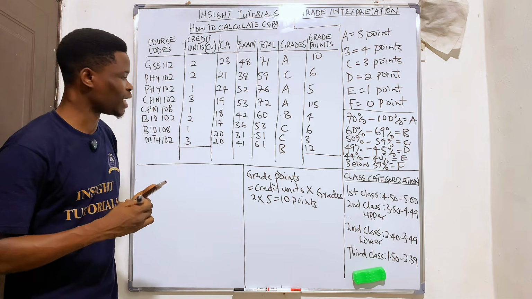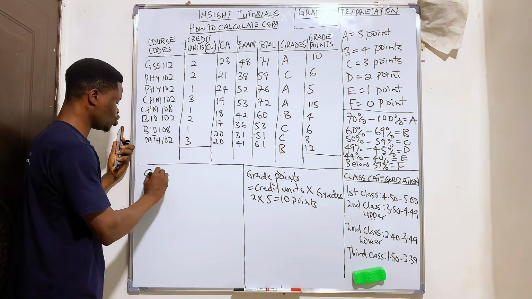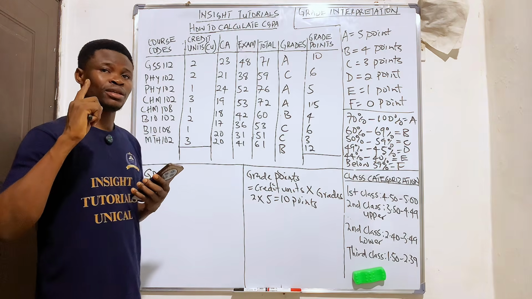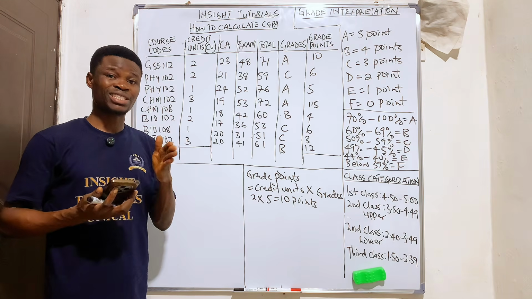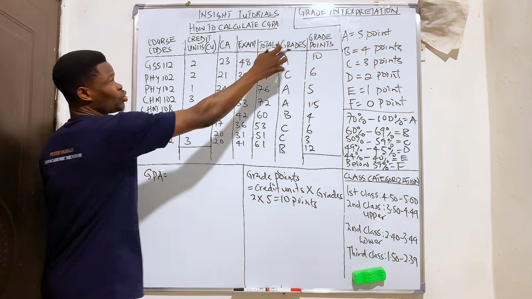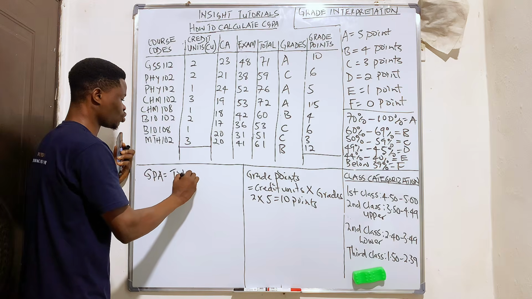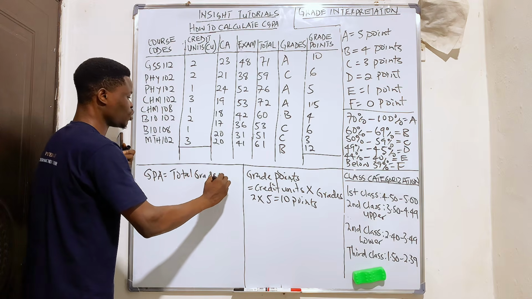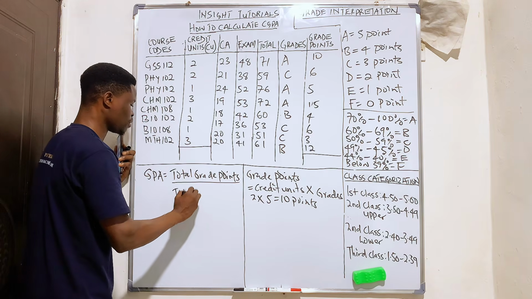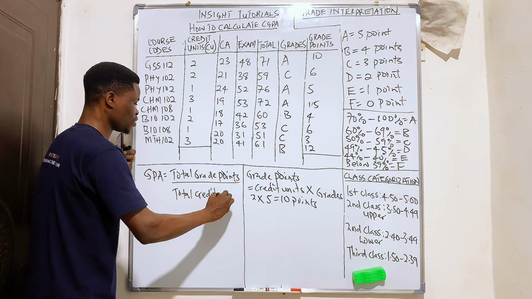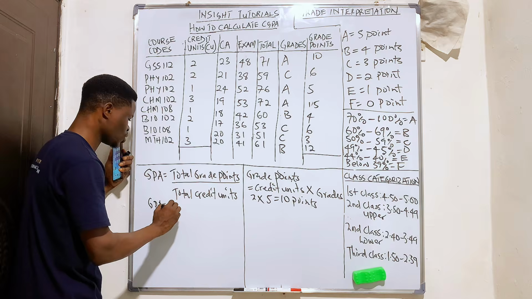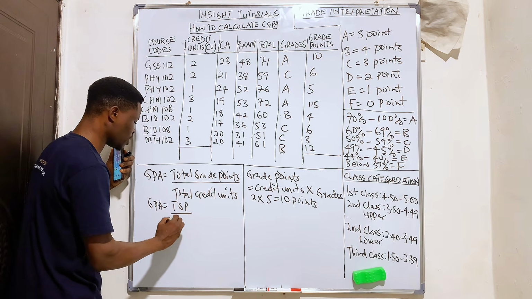Now the next thing we're going to do is to total our grade points, and we'll total our credit units. But why are we doing that? Because we want to get what we call the GPA. And what's the GPA? The GPA is a student's 1 semester performance. A semester performance is called the grade point average. And how the grade point average is gotten is, you're going to write your total grade points all over your total credit units.